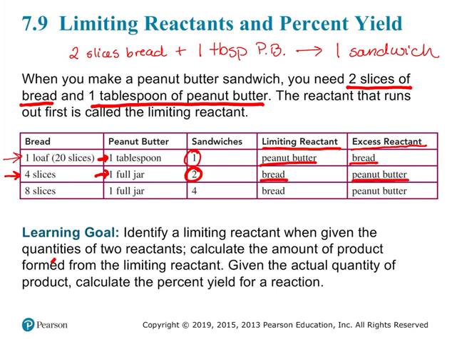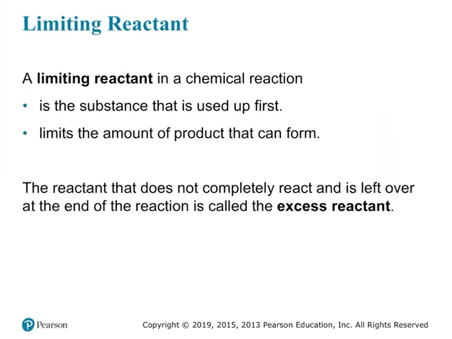All right, so chemistry is exactly the same, except instead of making something you can eat, we're making chemicals. We're making new compounds, new substances. And depending on how much of each reactant you have, one of the reactants could run out first and limit the amount of product you can make. So a limiting reactant in a chemical reaction is the substance that is used up first. So it limits the amount of product that can form.